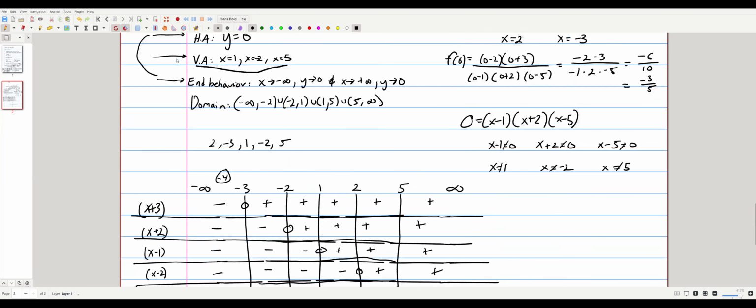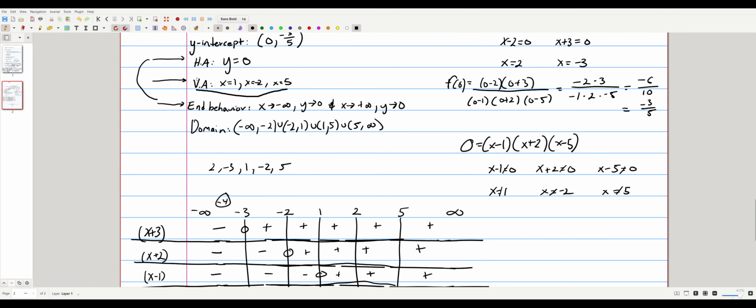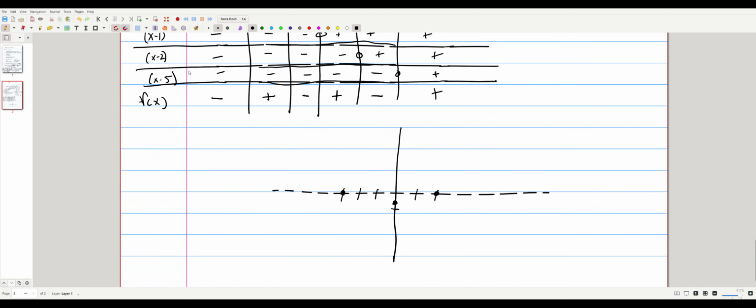Okay. We have a vertical asymptote at x equals 1, x equals negative 2, and x equals 5. So x equals 1, we have a vertical asymptote. So we're going to have dotted lines here. We have it at x equals negative 2. And we had it at x equals 5. So another set of vertical lines.